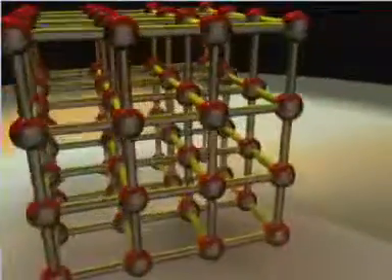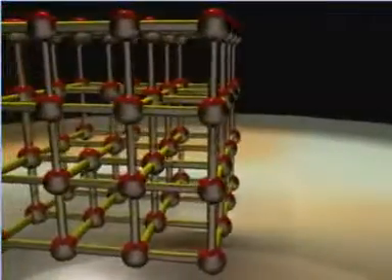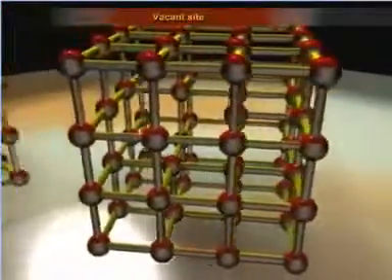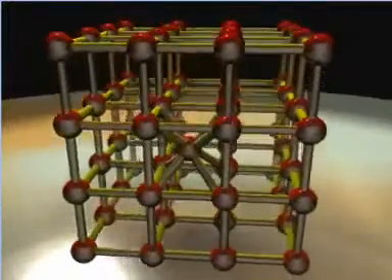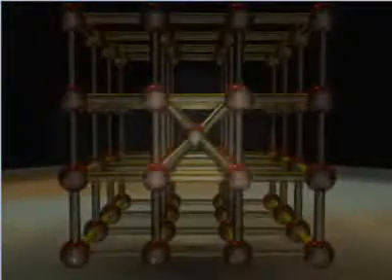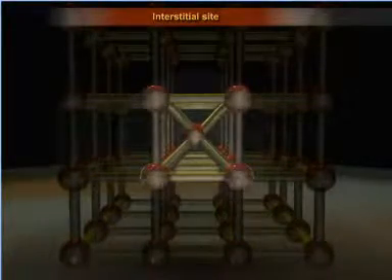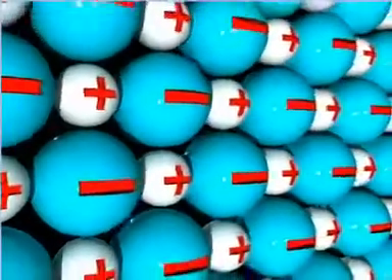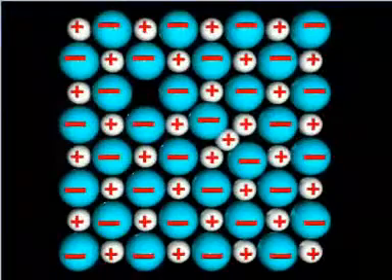A vacancy defect arises when a constituent particle leaves its lattice site, creating a vacant site in the crystal lattice. Alternatively, an interstitial defect arises when a constituent particle occupies an interstitial site in the lattice. On the other hand, in case of ionic solids, the stoichiometric defects exist as Frenkel defects and Schottky defects.